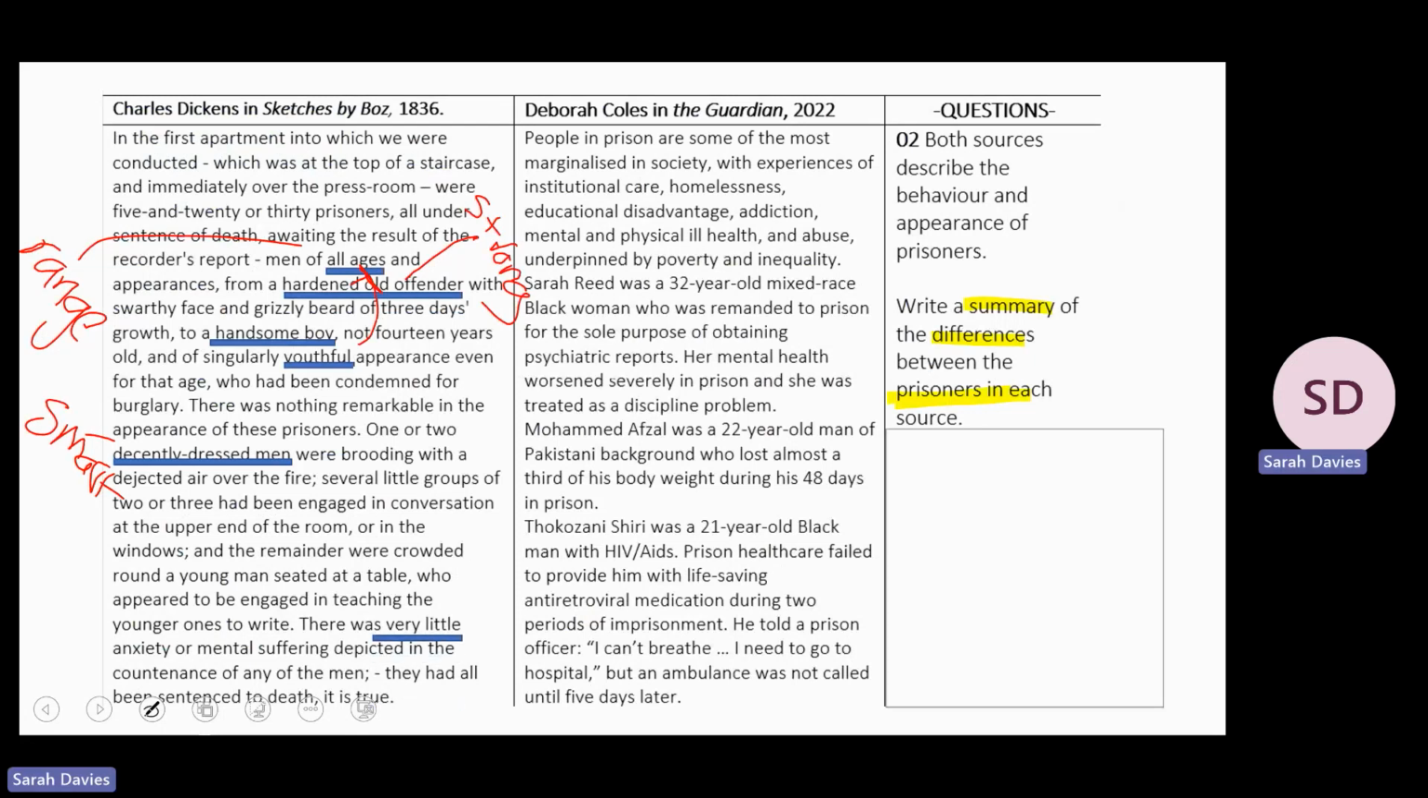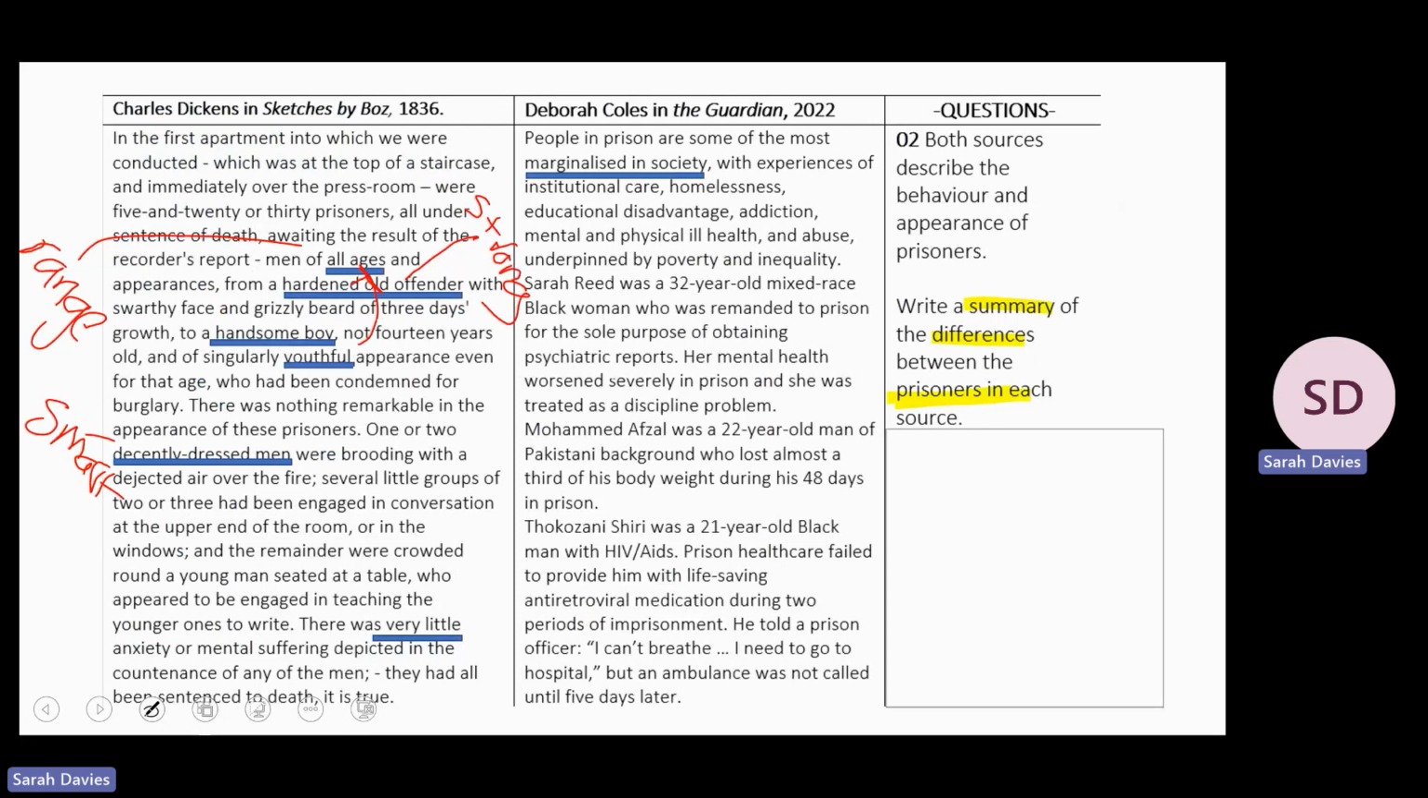We've got things like there was very little anxiety or mental suffering. So you might suggest there that there were not as many problems. And I think that ties in with what we've got when we look at section B. So in source B, we're looking at the same question, prisoners in each source, marginalized in society.